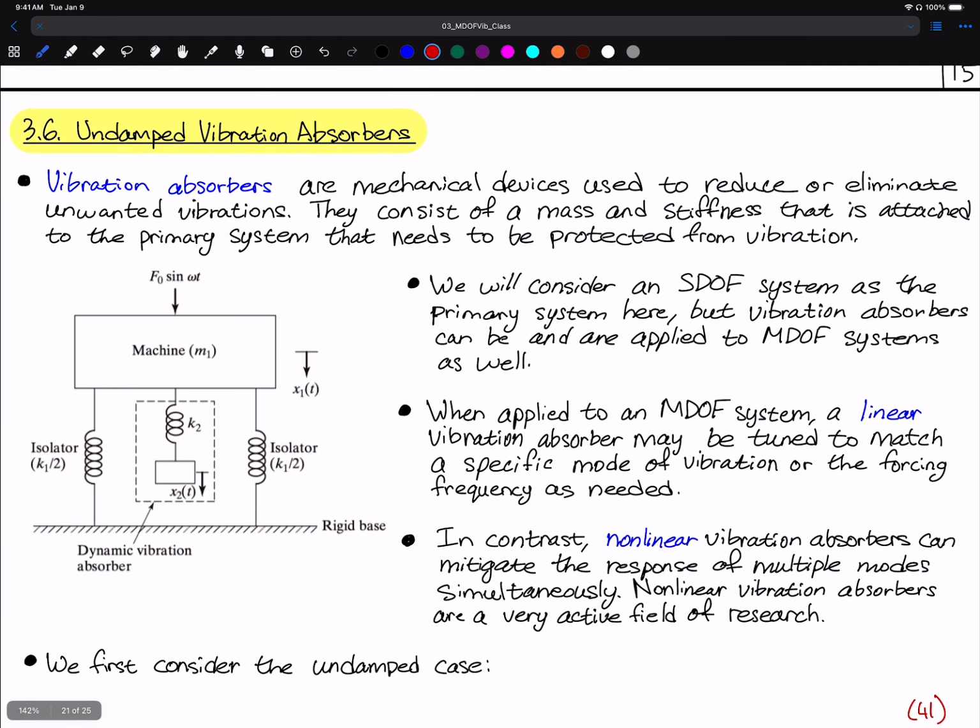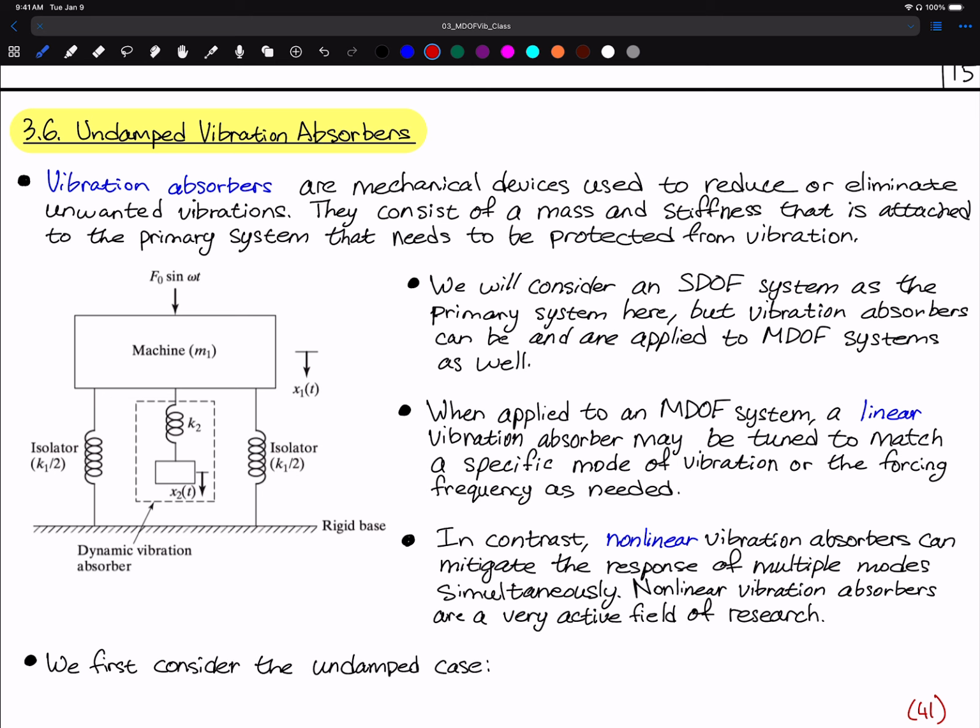So vibration absorbers are mechanical devices that reduce or eliminate unwanted vibrations. They consist of a mass and some type of stiffness that is attached to the primary system that needs protection from that vibration. Generally, the mass is much smaller compared to the system you're attaching it to, such that you really want to transfer energy into it. But it depends on the system, because you can tune the properties of this vibration absorber, which we'll see soon. You can tune that to optimally damp out the vibrations.